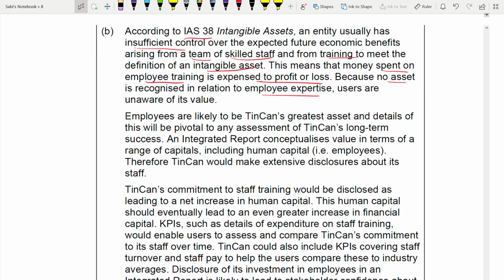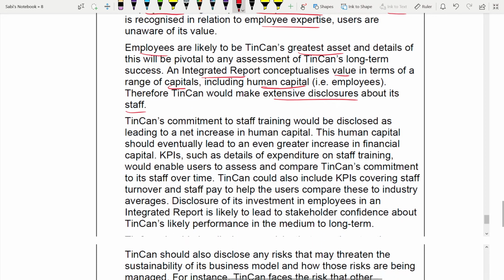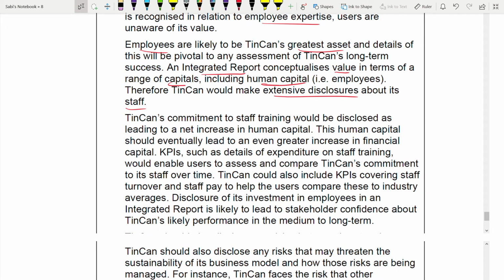Now, what about employees? Employees are likely to be the greatest asset for the Tin Can company, right? And the detail of this will be very important for their long-term success, because integrated reporting talks about value in terms of the six capitals. In this case you can say the employees will be categorized into human capital. So they have to make an extensive disclosure about their staff, because most of the value is in their employees. So they have to make an extensive disclosure about human capital.